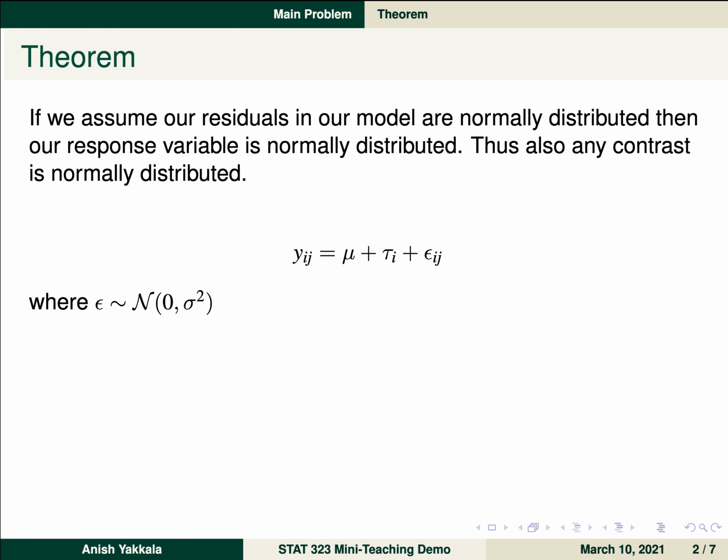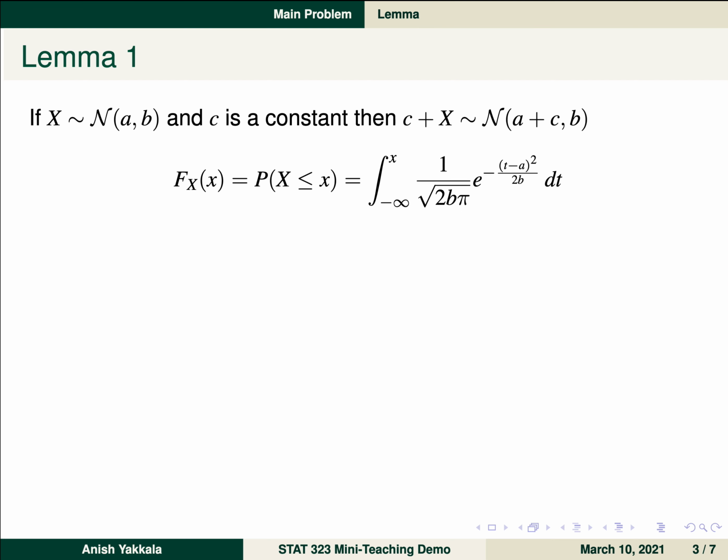And here is just the effects model of the ANOVA, where epsilon represents our residuals, and it is normally distributed with a mean of 0 and a variance. Alright, to first prove our theorem, we need to first prove some lemmas. If x is normally distributed with a mean of a and a variance of b, and c is a constant, then c plus x is normally distributed with a mean of a plus c and a variance of b.